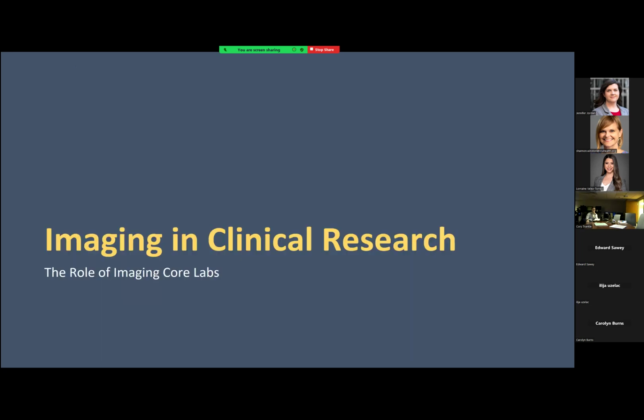The next part of the talk, we'll go through the role of imaging core labs. And this is an area where I've spent a good bit of my career so far, and we're still evolving and still learning from different experiences. But there's a lot of commonality in core labs, and the role that they play in research is really important.